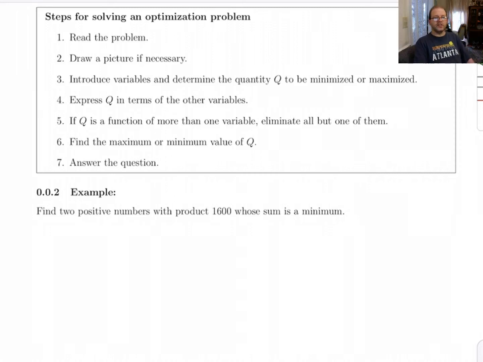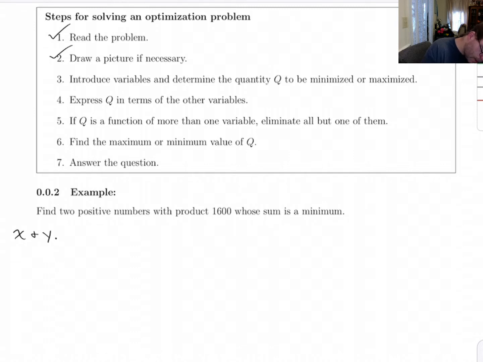All right, let's take a look at this next example. We want to find two positive numbers with a product of 1600 whose sum is a minimum. So let's go through the steps. We've read the problem. We don't really need a picture on this one. Introduce some variables. So let's let the two positive numbers be x and y.